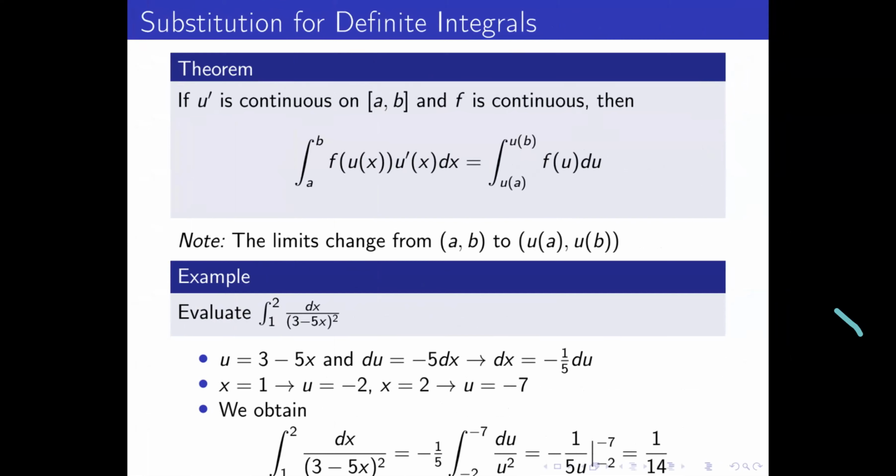And the minus 1/5 outside here is because dx is minus 1/5 of du. And then you just have an integral in u, and the antiderivative is minus 1/5 u. And so the answer is 1/14. Okay.